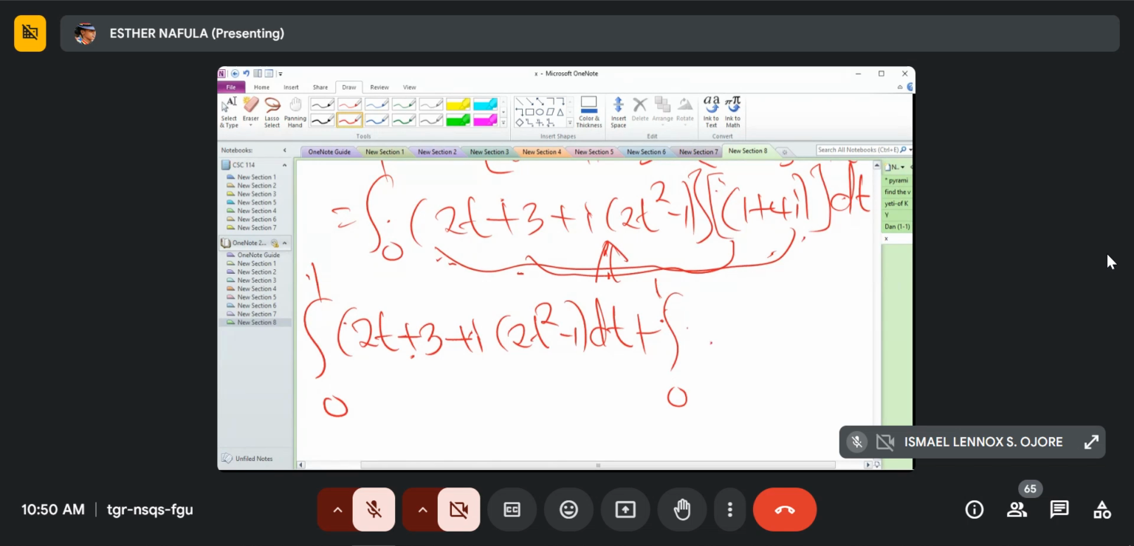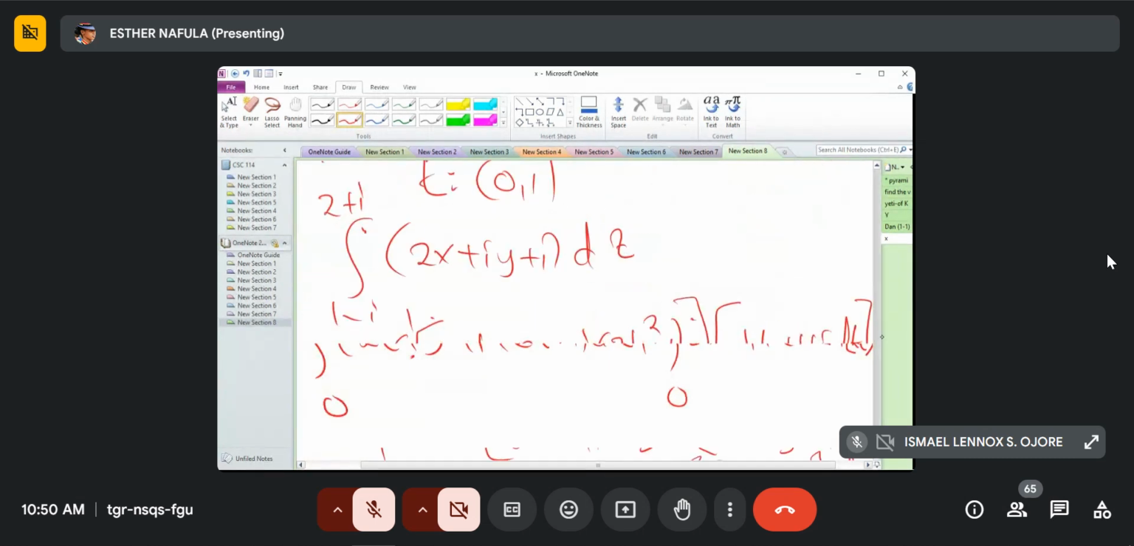So 4i times 2t will give us 8ti. 4i times 3 gives us 12i. 4i times i into that product will have a 4i squared outside, but i squared is minus 1, so we have a minus 4. Minus 4 into 2t squared minus 1, then times dt.